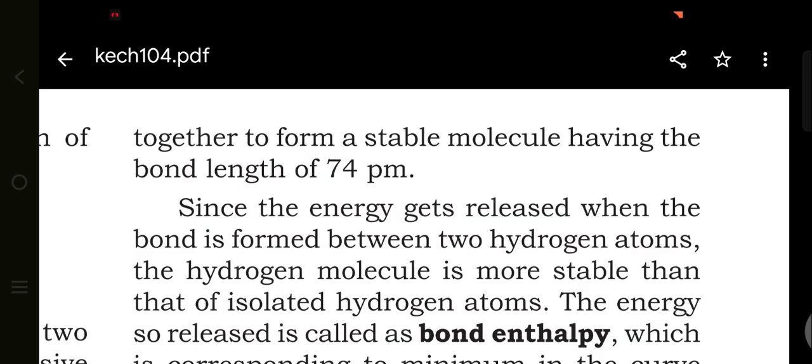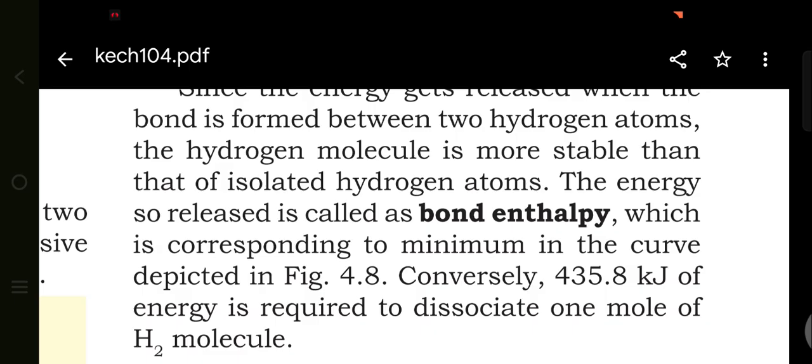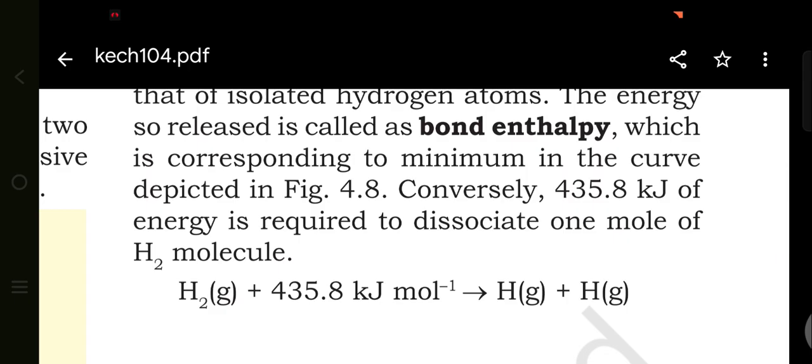Since energy gets released when the bond is formed between two hydrogen atoms, the hydrogen molecule is more stable than the isolated hydrogen atoms. The energy so released is called the bond enthalpy, which corresponds to the minimum in the curve depicted. Conversely, 435.8 kilojoule of energy is required to dissociate one mole of H2 molecules.